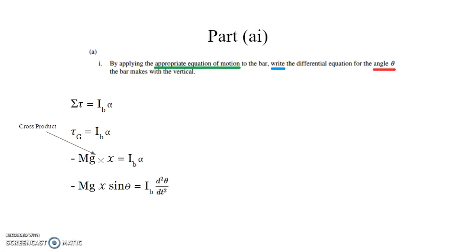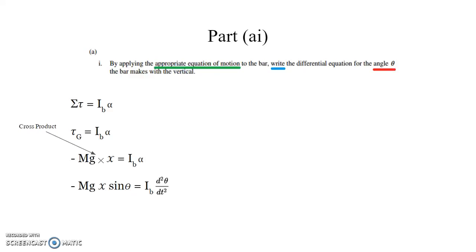So in part A1, we are going to first read the prompt and notice any keywords which we described last time. So first, let's just begin by reading the prompt. By applying the appropriate equation of motion to the bar, write the differential equation for the angle theta the bar makes with the vertical. So in this case, since it says to use the appropriate equation of motion, and we know this involves rotational motion, we are going to use sigma torque equals rotational inertia times angular acceleration.